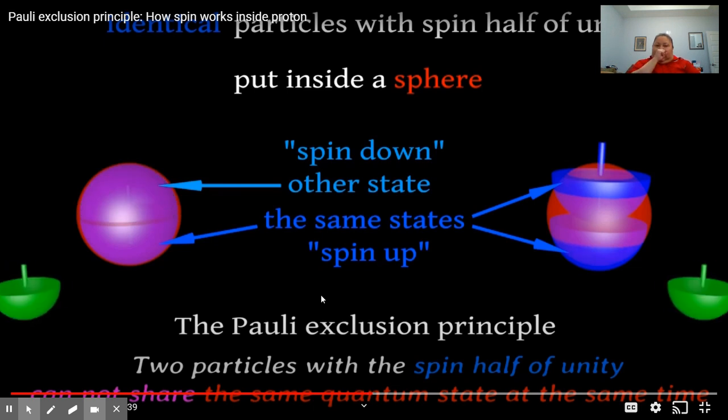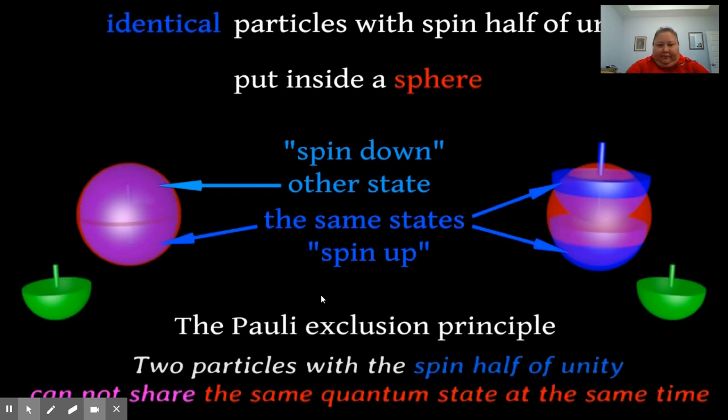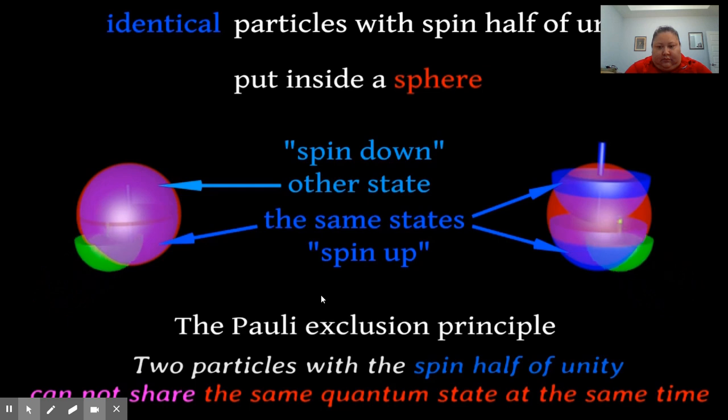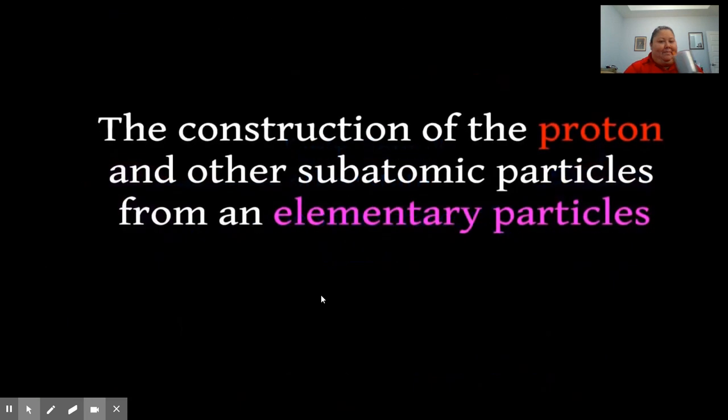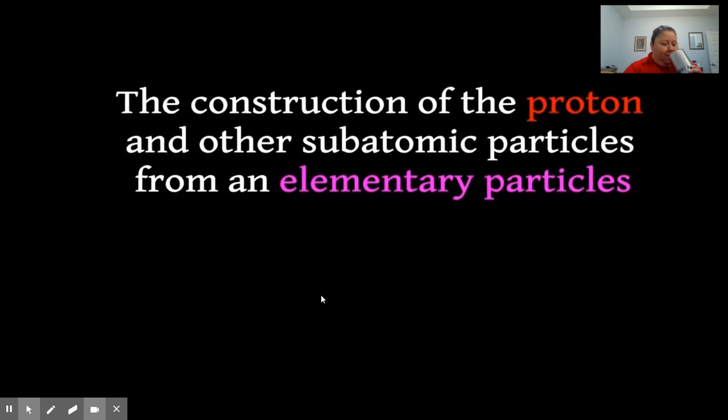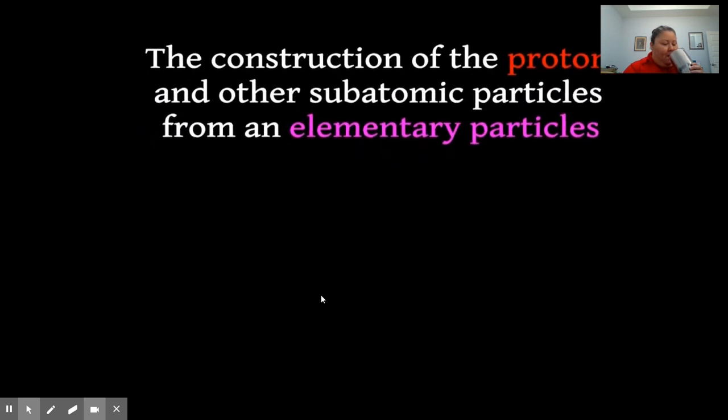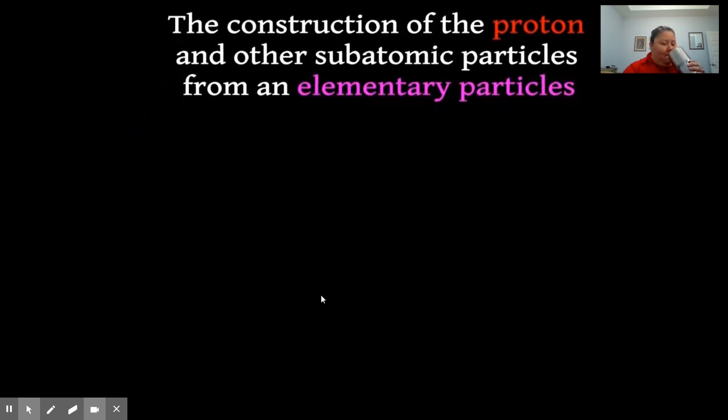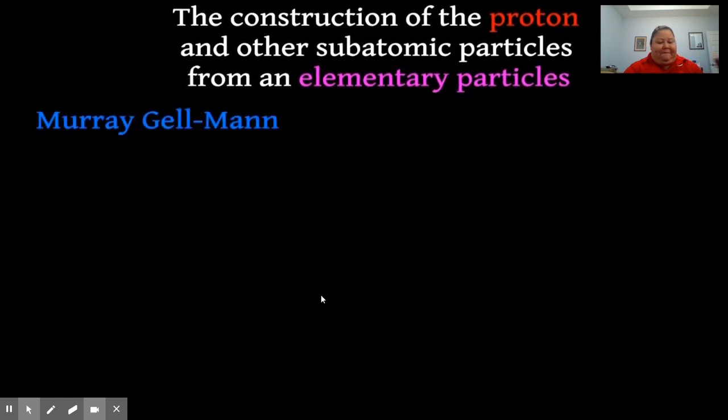If we take a different particle, it will not feel these particles, and it can share place with any of these particles. This procedure is nothing as the construction of the proton and other subatomic particles from elementary particles.